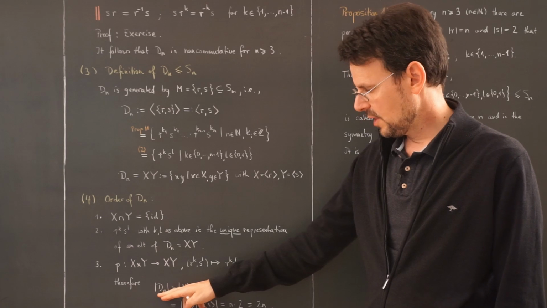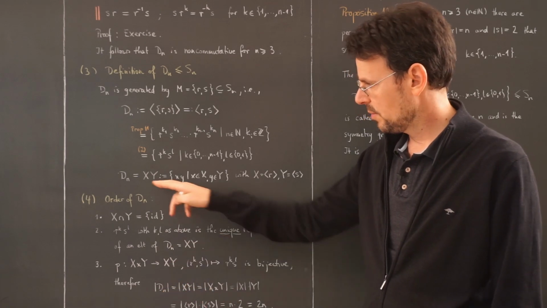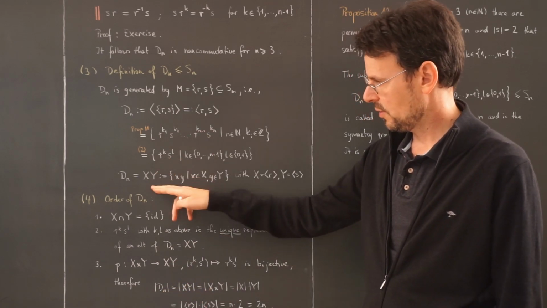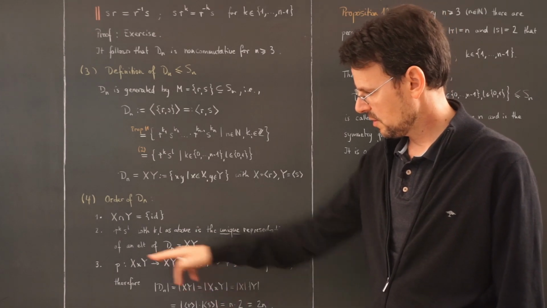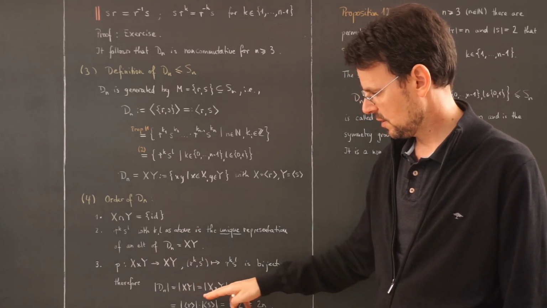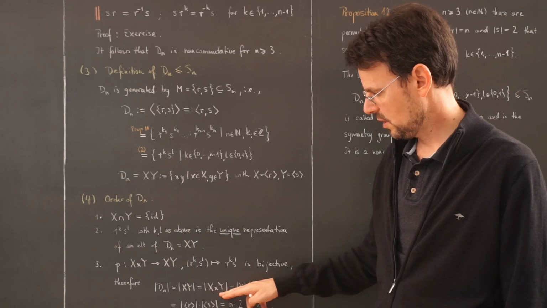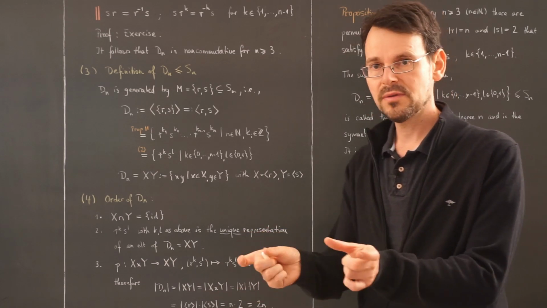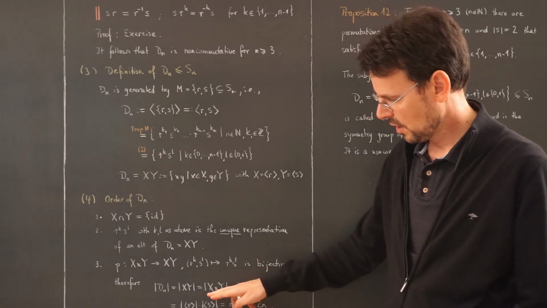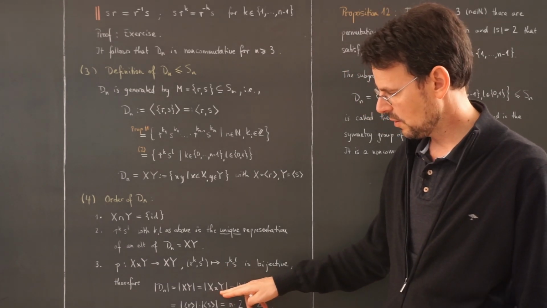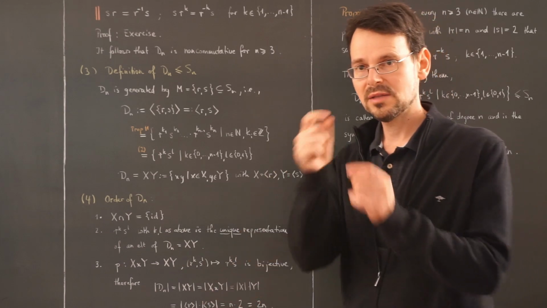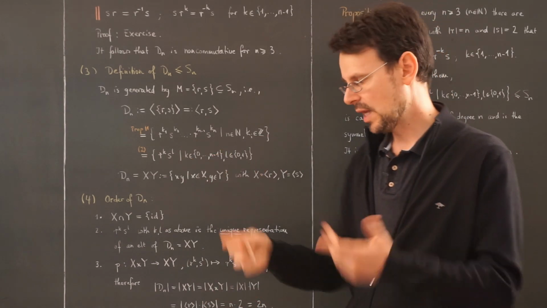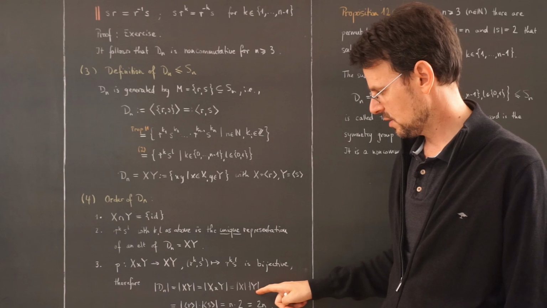So the order of Dn is the order of this here by definition, or by what we found out here. And now, because of this bijection, this is the same as the order of this Cartesian product, which is nothing but the product of the orders of the two factors. Because if I have 4 elements here and 2 here, clearly this product contains 4 times 2 tuples, so 8 tuples. So this is this.